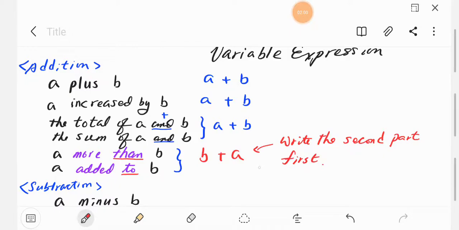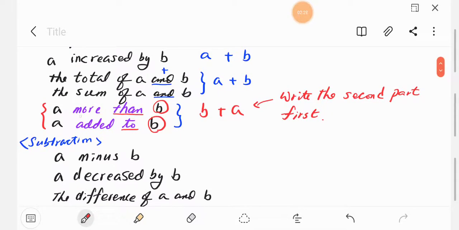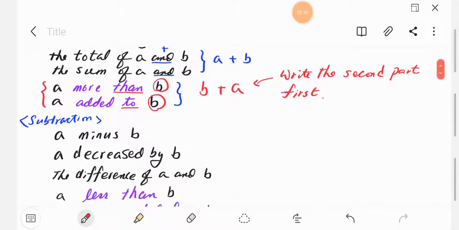Even though B plus A is the same as A plus B, the right expression is to write the second part first. Okay, B first. This is really, really important. So other than these two special cases, write the first part first. So A comes first, so A plus B. So this is a special case. Keep in mind, you need to write B first. More than or less than, subtract it from, add it to, then write the second part first.